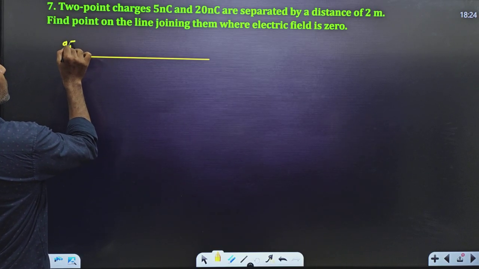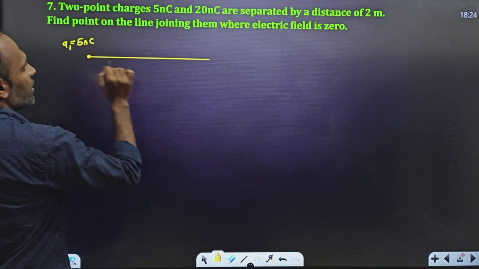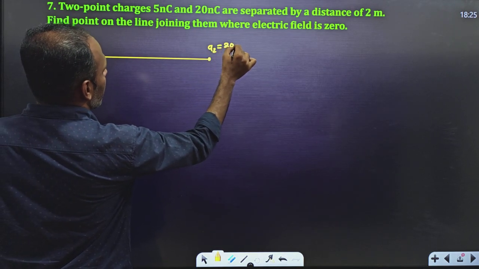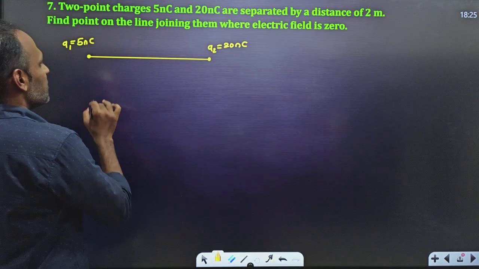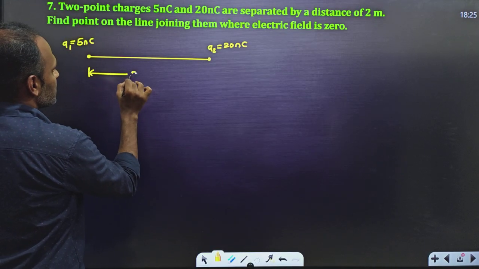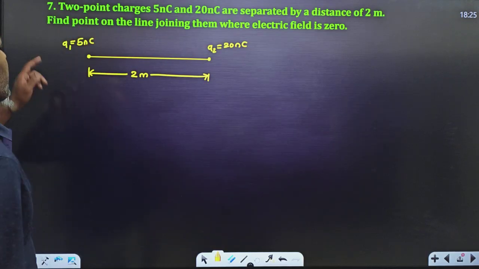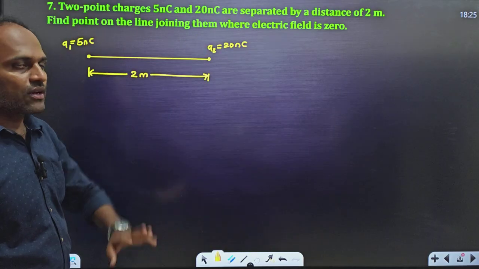So Q1 is 5 nanocoulomb. Q2 is 20 nanocoulomb. Distance between the two charges is 2 meter. This much is the distance. Find a point on the line joining them where the electric field is 0.